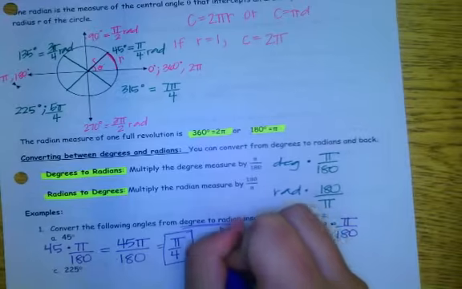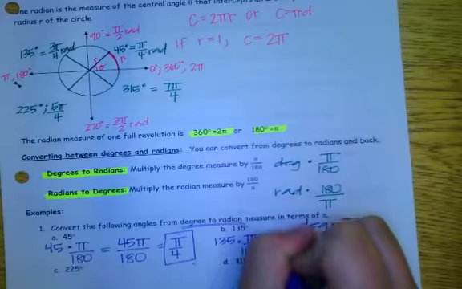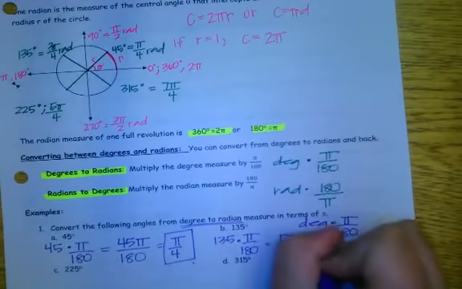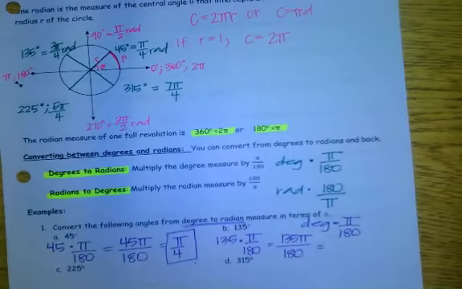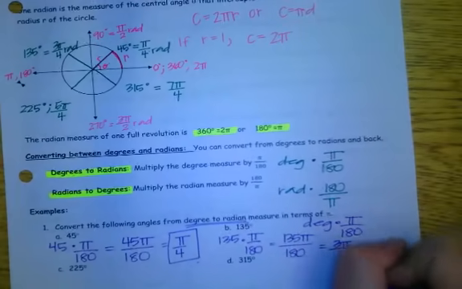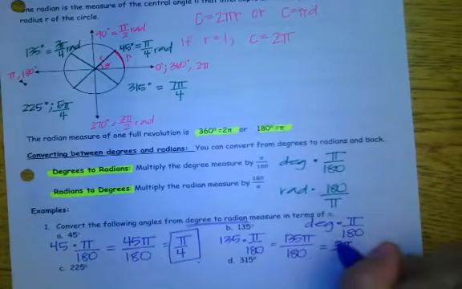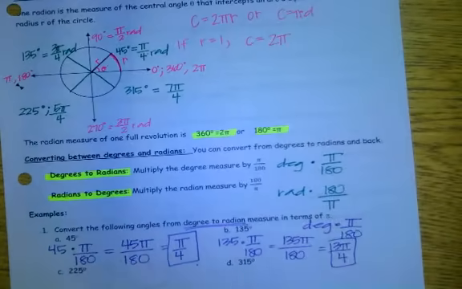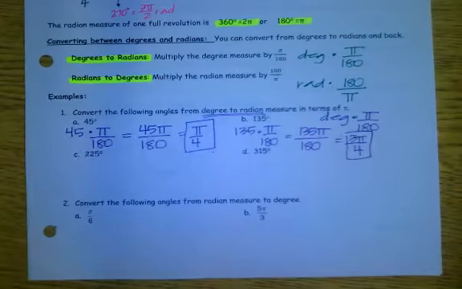Okay, next one, 135 times pi over 180. So we have 135 pi over 180. Does that simplify? Yeah. To what? 3 pi over 4. So it would be 3 pi over 4. Pi always either goes in your numerator or it goes off to the side. It is not ever in the denominator. Preferably, it should go in your numerator. That is how you're going to see it on tests and quizzes and everything else. Okay, do C and D real quick.